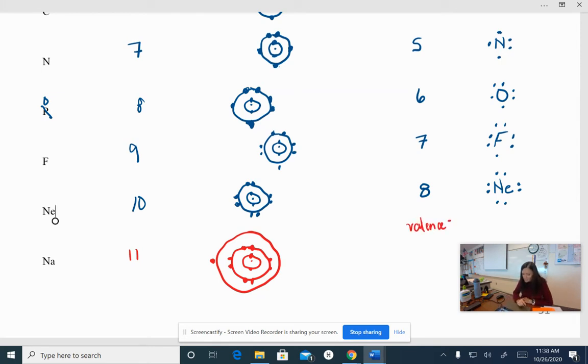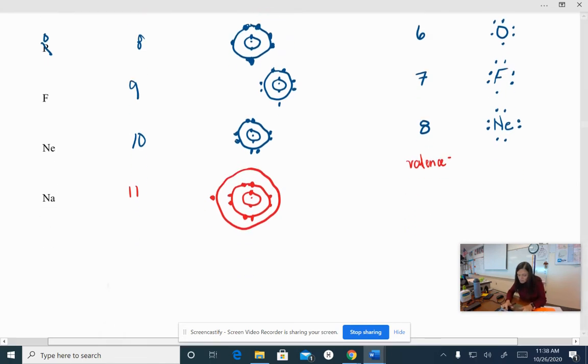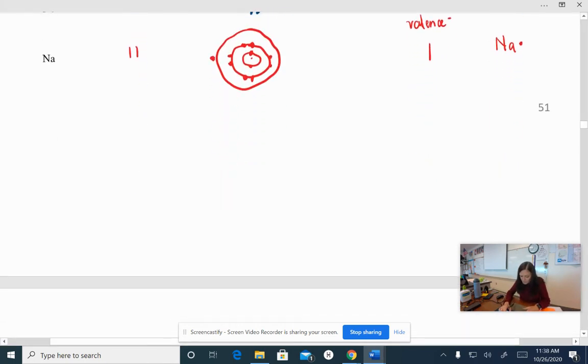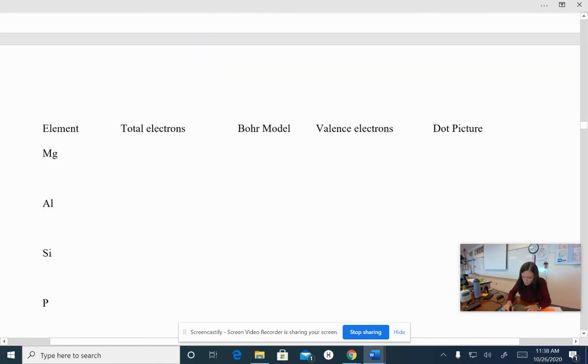My valence electrons are only my outermost level. At my outermost level, I just have 1 electron. So I'm going to draw sodium with just 1 electron. Okay, let's go on and do some more.